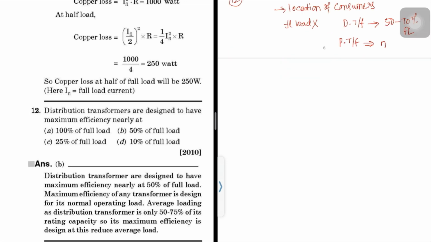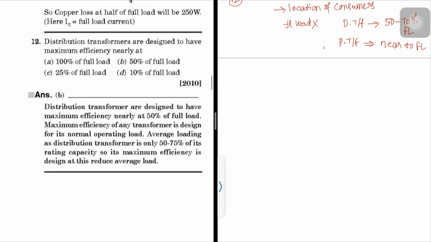Power transformers are usually designed near to full load. So the answer for this is 50% of the full load. Actually it is 50 to 70%, but we will go with the options.